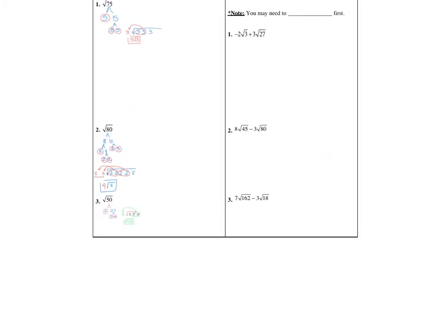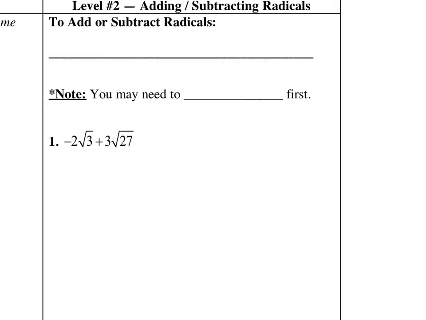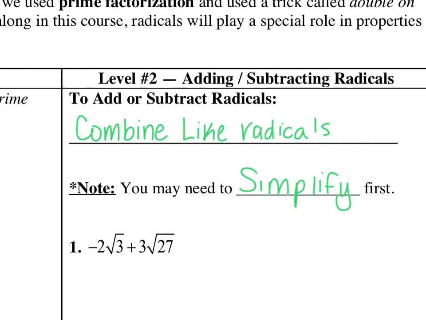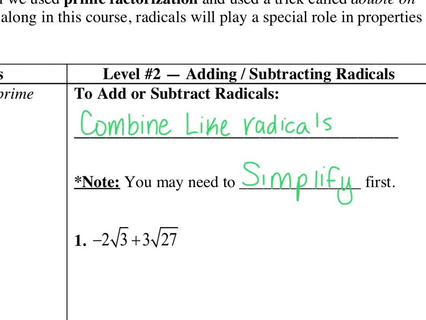Let's go on to this next component where we actually have to add and subtract our radicals. To add or subtract radicals, we have to follow one key piece of information: combine like radicals. Similar to how we do x's with x's, numbers with numbers, we do the exact same thing with radicals. Note, you're going to need to simplify first, 99.9% of the time.